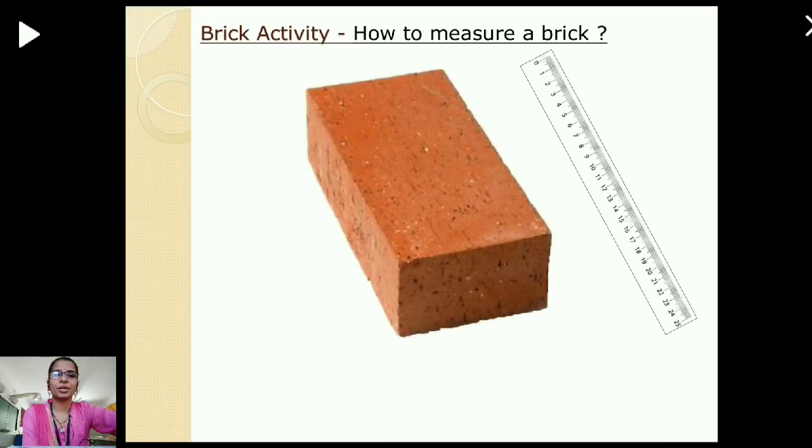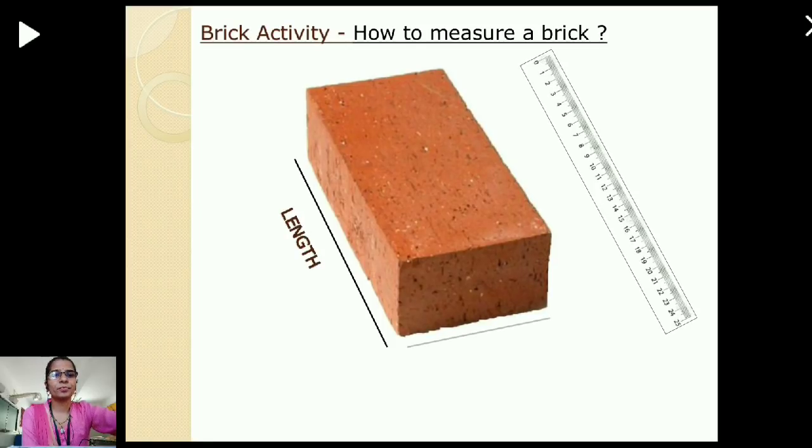Now suppose I have taken a brick here, you can also take a nearby brick. Using a simple brick I will measure the longer side. Now you can see the longer side of the brick. What is the longer side of the brick called? Yes, length. It is called length. Now what is the shorter side of the brick called? It is called breadth or width.